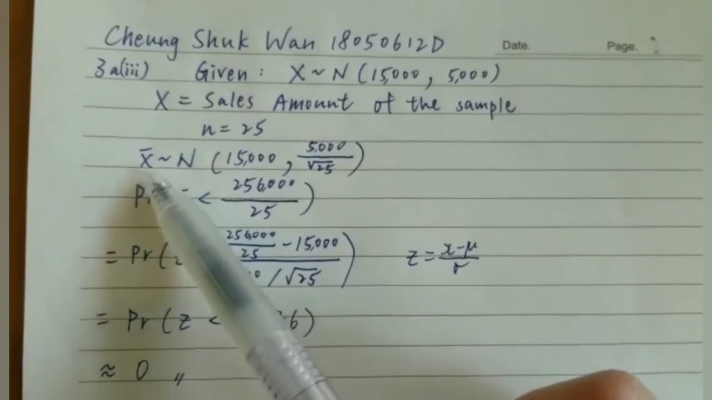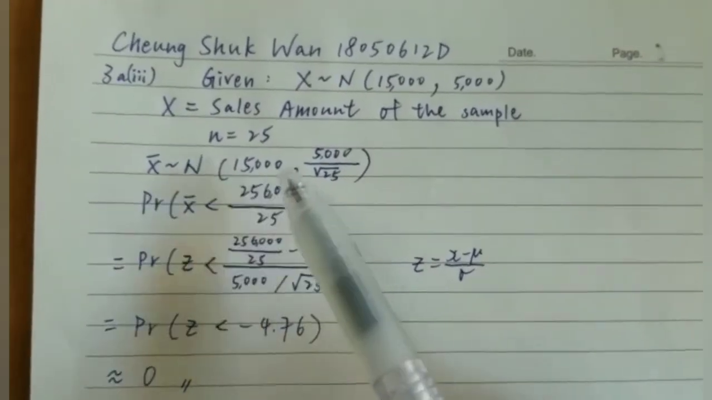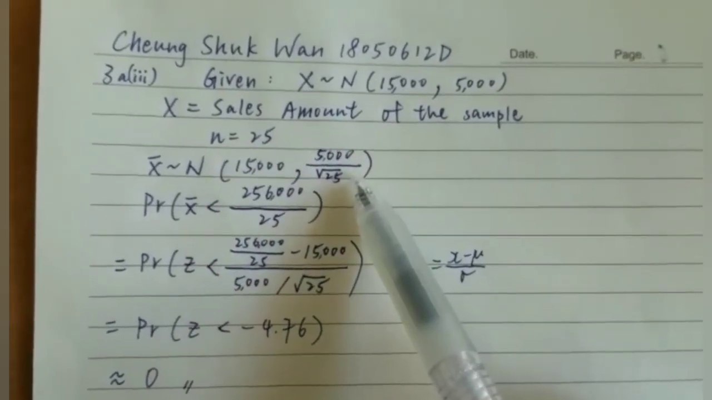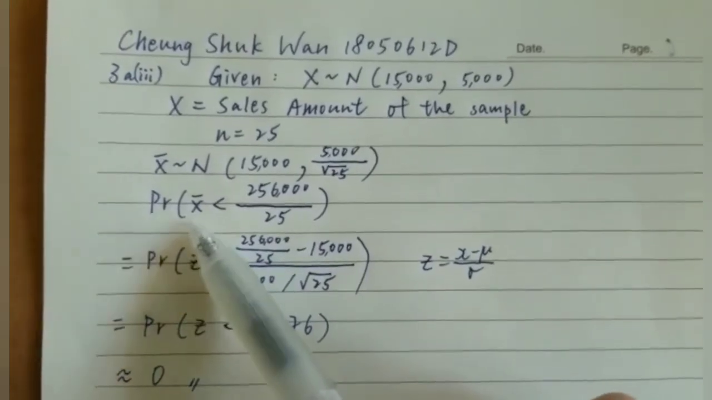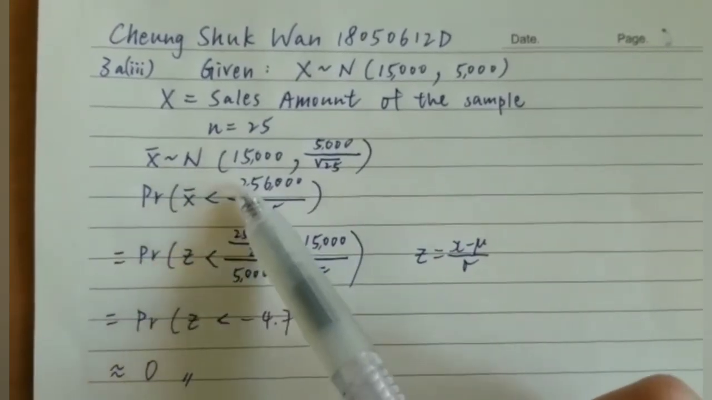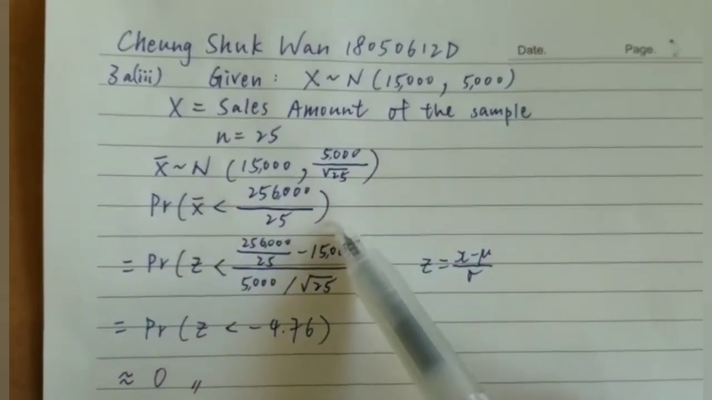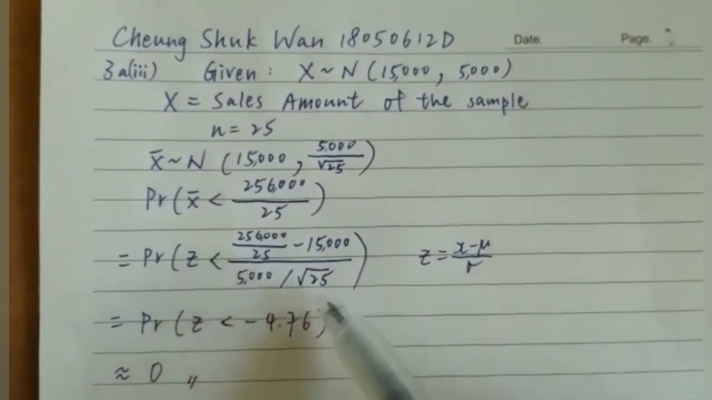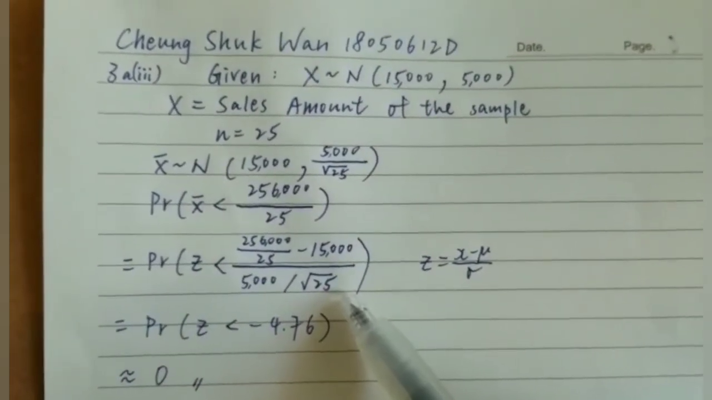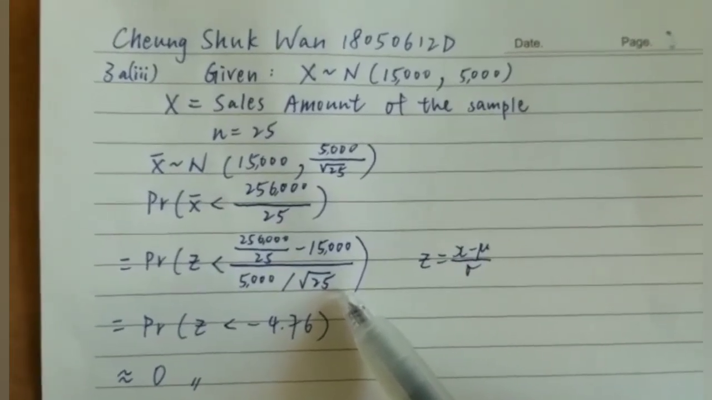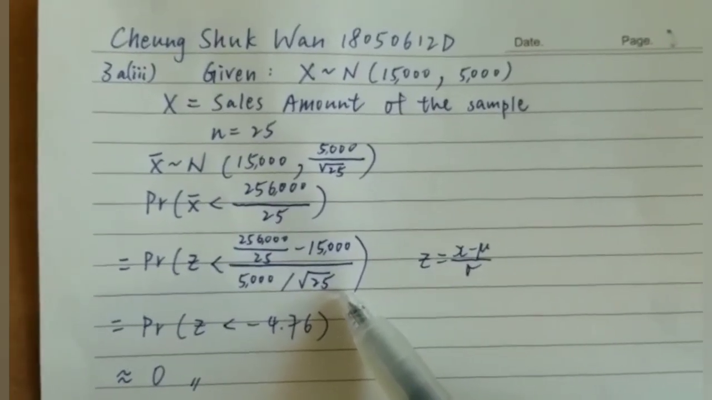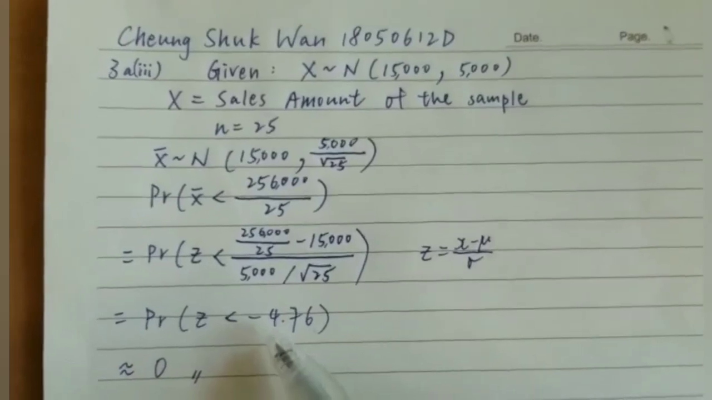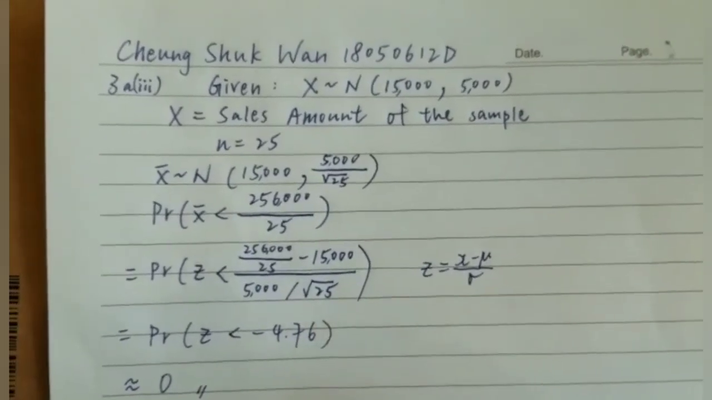So the sample mean is 50,000 and its standard deviation is 5,000 divided by the square root of 25. Now find the probability that X bar is less than 256,000 divided by 25. According to this equation, z is smaller than 256,000 divided by 25 minus 50,000 over 5,000 divided by the square root of 25, and it's calculated as negative 4.76, which is close to 0. Thank you.